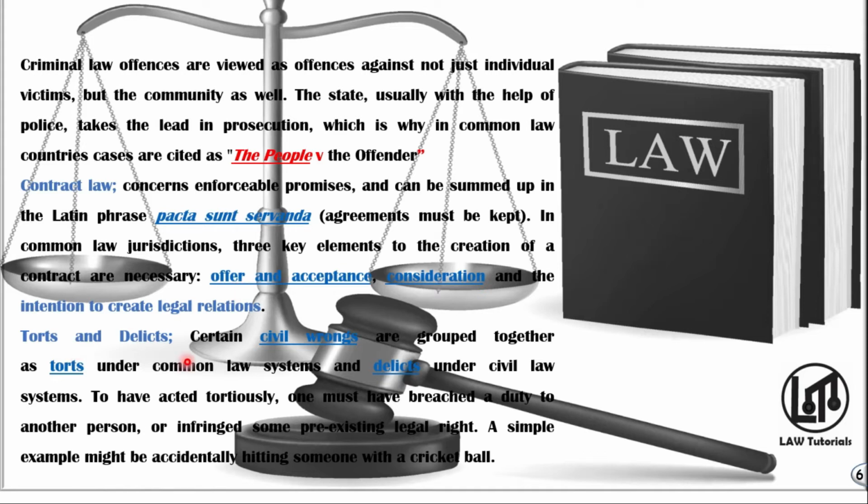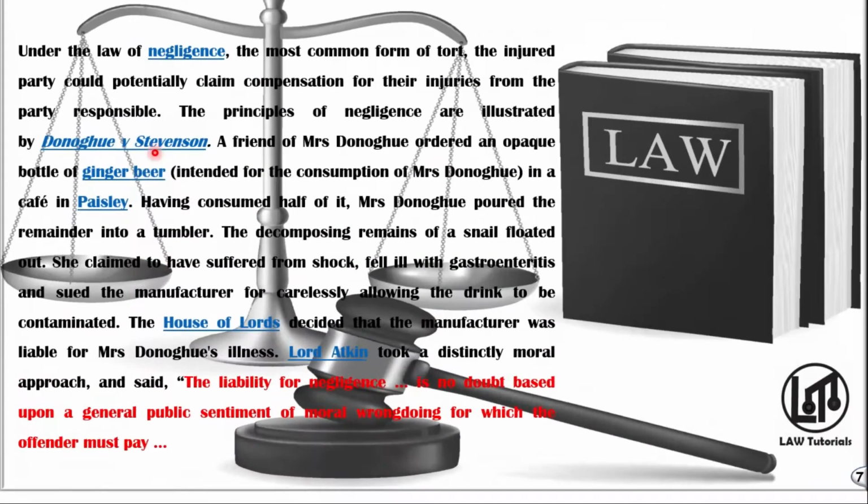Now, tort and delict. Certain civil wrongs are grouped together as tort under common law systems and delict under civil law systems. This is to say that a wrongdoing under a common law system is known as a tort, while a wrongdoing under a civil law system is known as a delict. To have acted tortiously, one must have breached a duty to another person or infringed some pre-existing legal rights. A simple example might be accidentally hitting someone with a cricket ball. Now, under the law of negligence, which is the most common form of tort, the injured party could potentially claim compensation for their injuries from the party responsible.